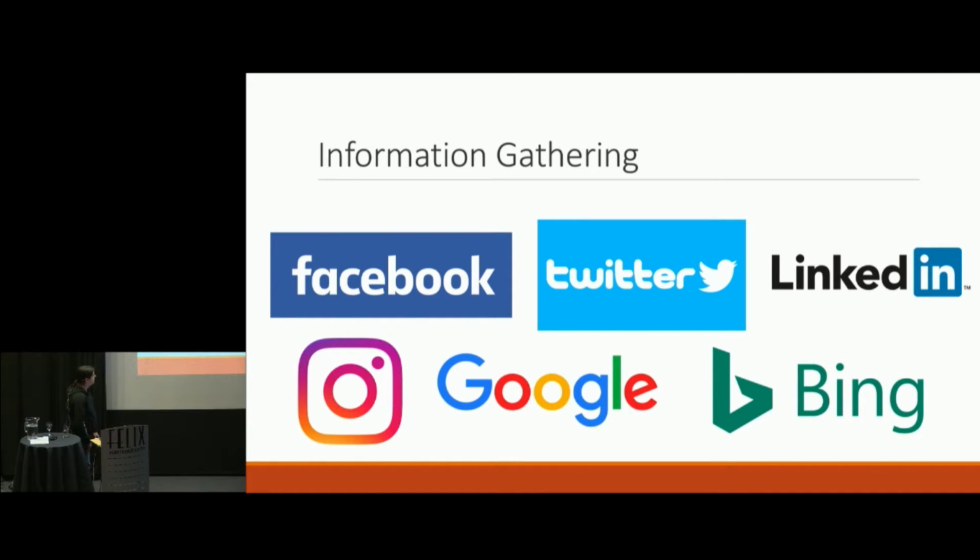And then you've got the good old-fashioned Google or Bing searches. Always include Bing on there because you get some people here that like it. But just Googling information on people, you'd be surprised how much information you can find.